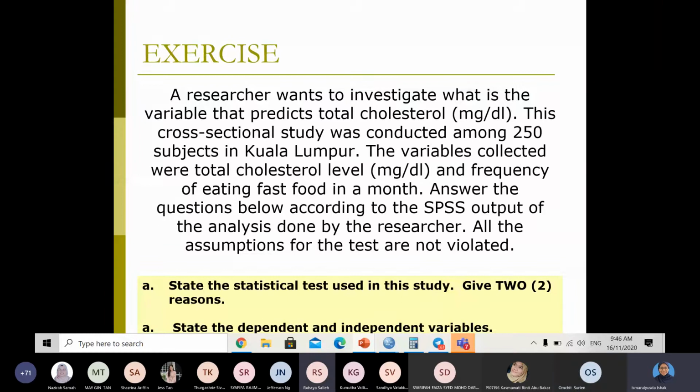Can I try, Doctor? Okay, who is it? Rohaya. Rohaya, yes. Because the total cholesterol is continuous data. Yes, correct. Your total cholesterol, your dependent variable, is continuous data. Okay. Number B, state the dependent. Dependent and independent are already answered. Your food frequency is your independent, and cholesterol is your dependent variable.